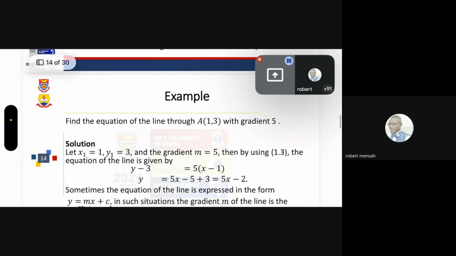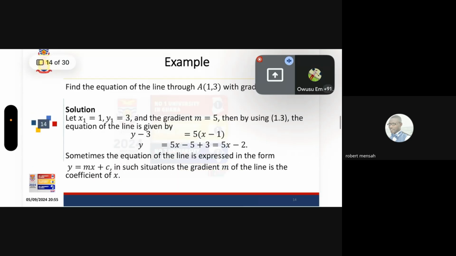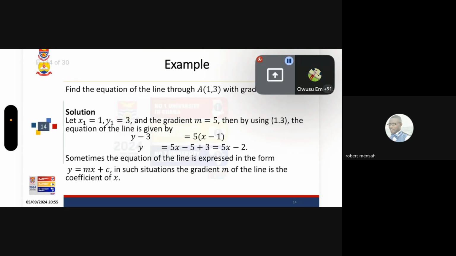So here, let x1 be equal to 1, and y1 be equal to 3, and the gradient m equals 5. Then, by using that equation up here, the equation of the line will be y minus 3 is equal to 5 into bracket x minus 1. I said we want to make y the subject. So you expand this, you're going to get 5x minus 5, then plus 3, which gives y is equal to 5x minus 2. That is the equation of the line.